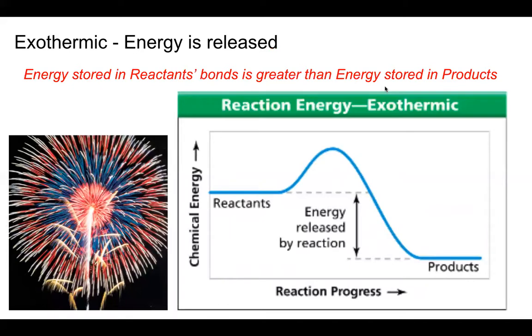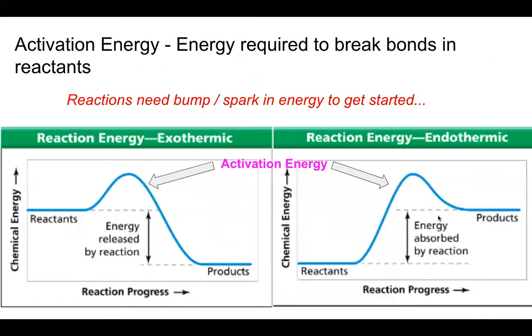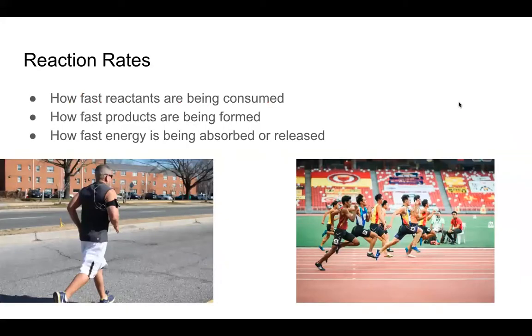In exothermic reactions, like we just saw demonstrated here, there's more energy in the bonds of the reactants than the products. And so once I get that reaction going, it kind of runs downhill and it takes care of itself. You'll notice again that little bump in each of those graphs represents that activation energy. They need a little bit of spark, something to break the initial bonds of the reactants to get the reaction started.